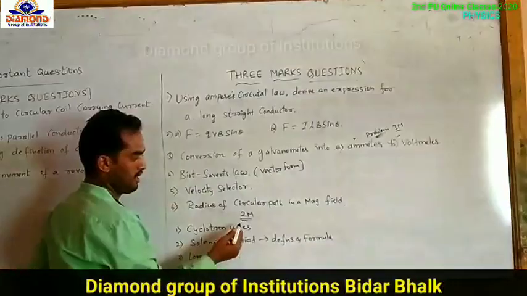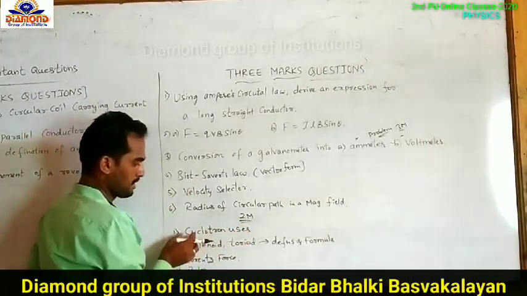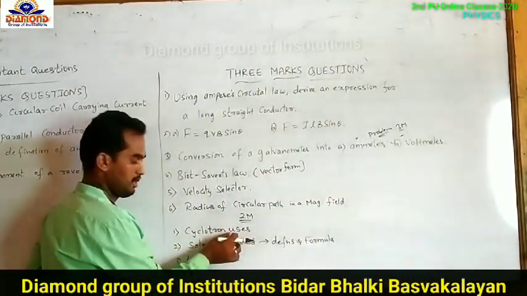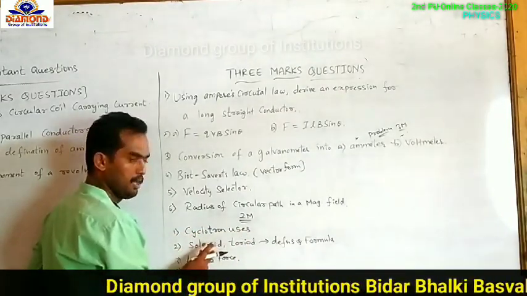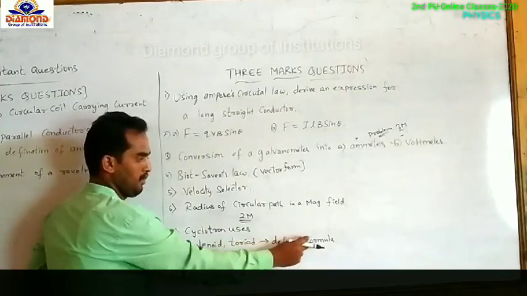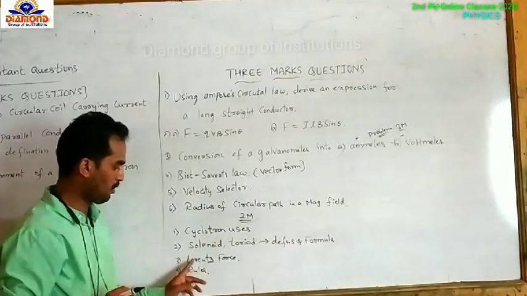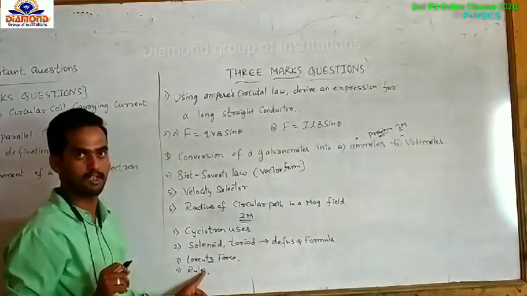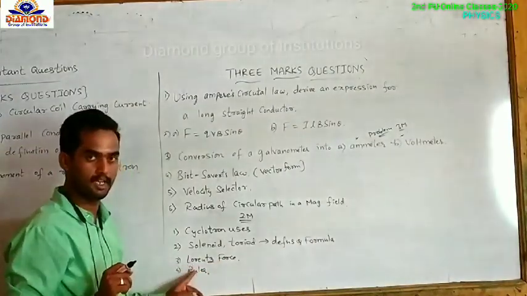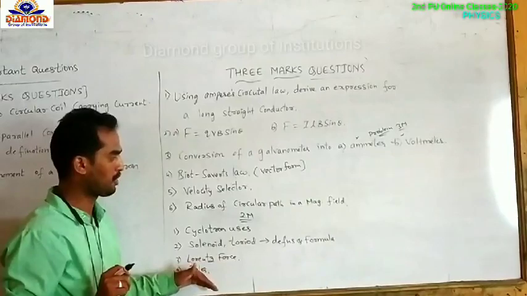Now come to 2 marks questions. Cyclotron uses. Next, what is meant by solenoid? What is meant by toroid? Then the Lorentz force expression as well as the rules. Whatever rules we have studied in interaction, we can expect these for 2 marks.